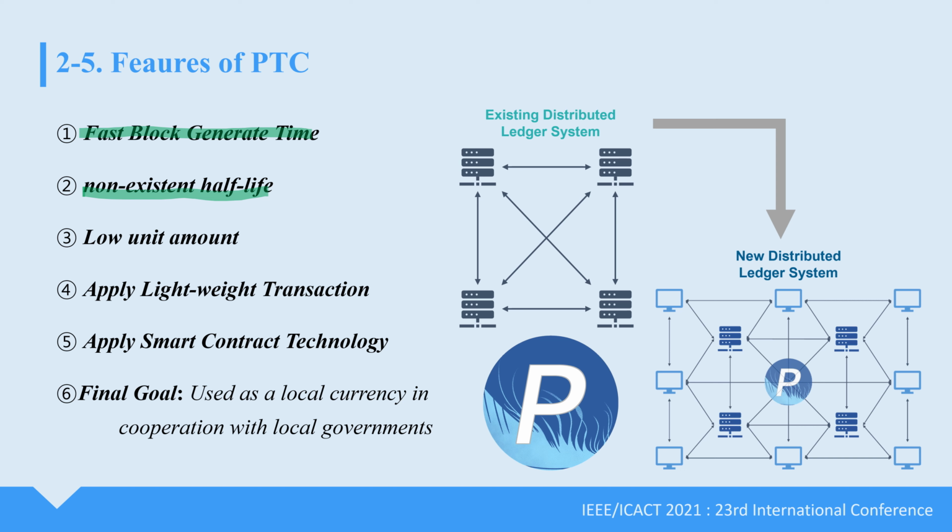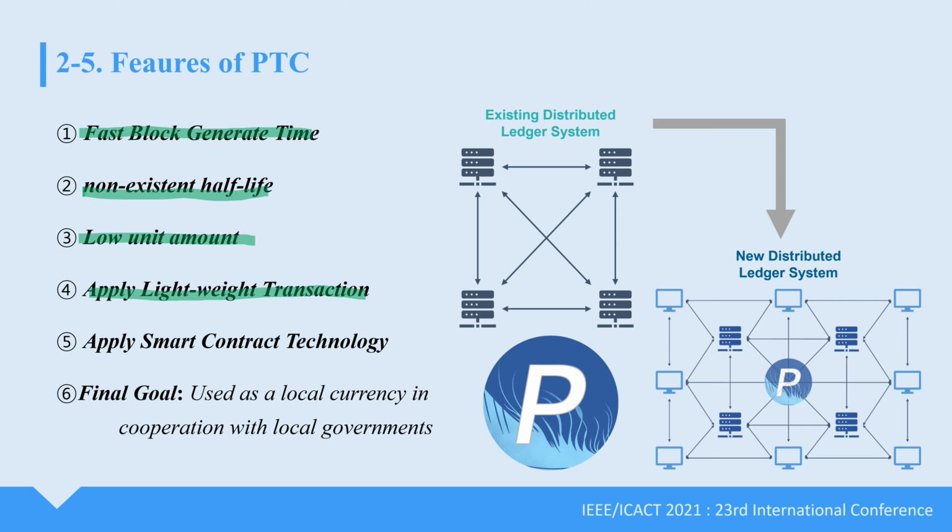Third is low unit amount. The value of the unit amount of 1 PTC should be close to $1. To realize a low unit amount, the block reward must be high, and the total issuance of coins must be increased. The fourth is applying lightweight transaction.